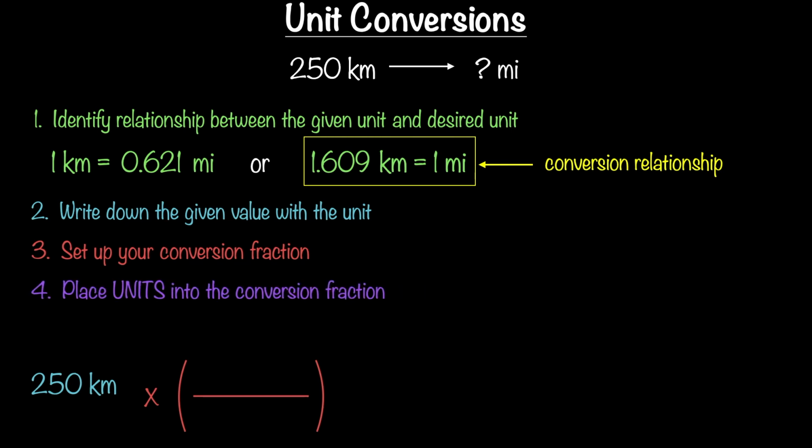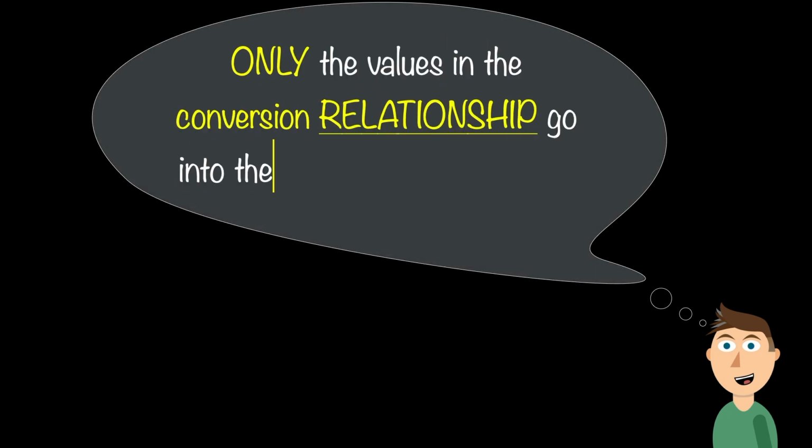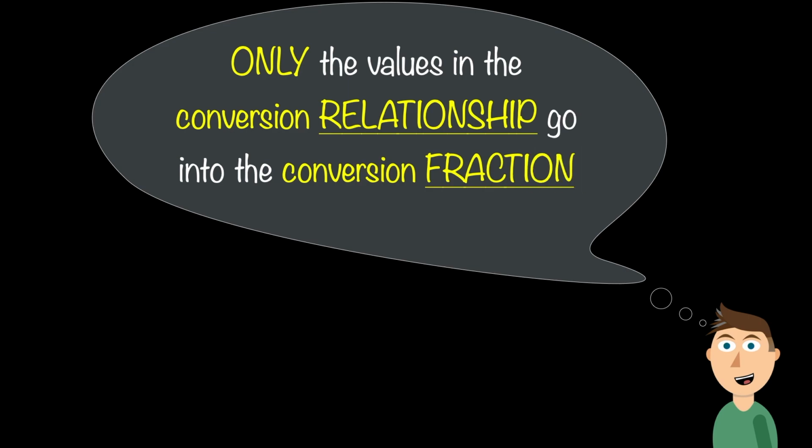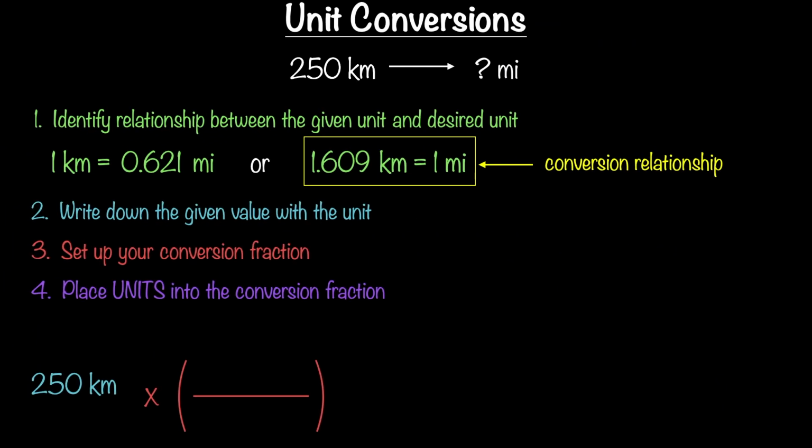Step number 4 is going to be to place the units into the conversion fraction. Now, please, please, please remember this. This is really important: only the values in the conversion relationship go into the conversion fraction. Okay, write that down. Conversion relationship goes into the conversion fraction. So let's take a look, right? Here's the conversion relationship, and only these items in that yellow box are going to go into the conversion fraction.